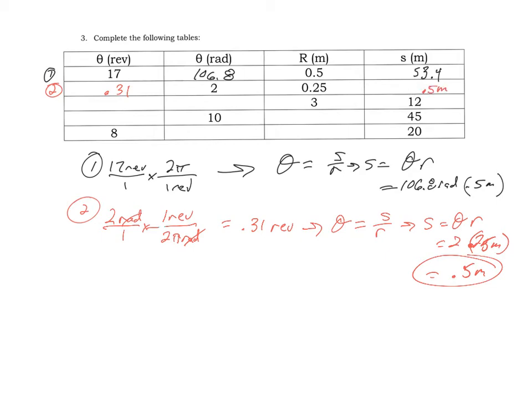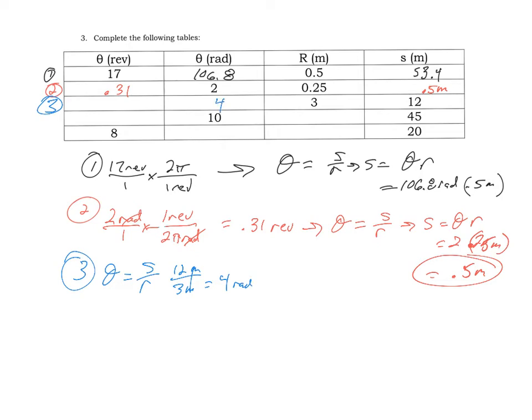And let's go to a different color for 3. Let's see, they give us R and S, so I can get radians equals S over R. My S is 12 meters. My radius is 3 meters. 12 divided by 3, meters by meters, I get 4 radians. We'll put that here.